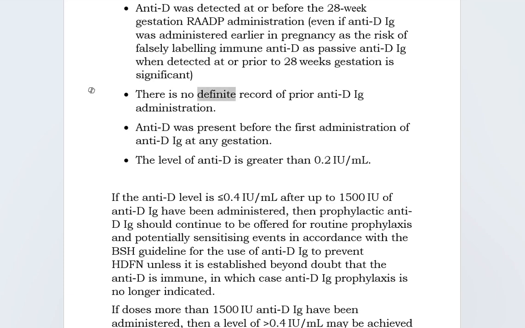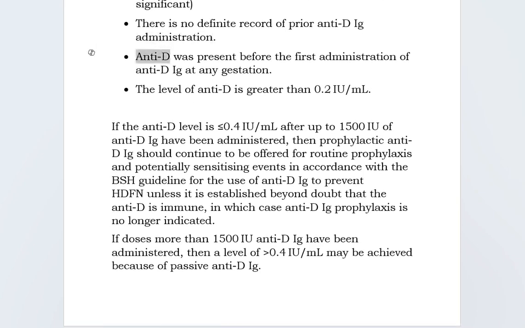There is no definite record of prior anti-D Ig administration. Anti-D was present before the first administration of anti-D Ig at any gestation. The level of anti-D is greater than 0.2 IU/ml.